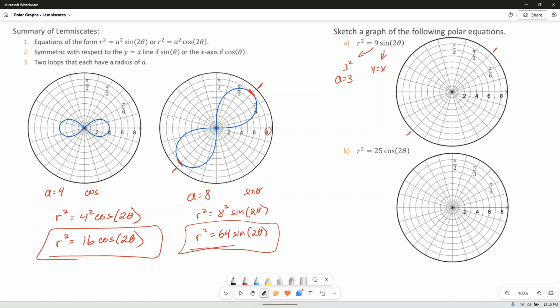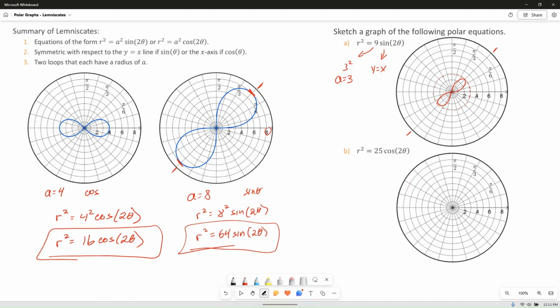So I'm going to draw a dotted circle of radius 3, just to help me draw the graph here. And then I'm going to draw two loops, starting at the origin and looping out to that dotted circle. We're going to draw them diagonally along the 45 line, or the y equals x line. So we're going to get two loops on the y equals x line, angled at 45 degrees, and they each have a radius of 3. All right, let's do one more.